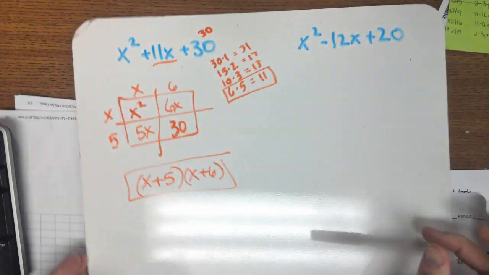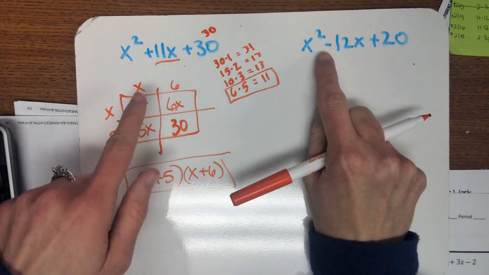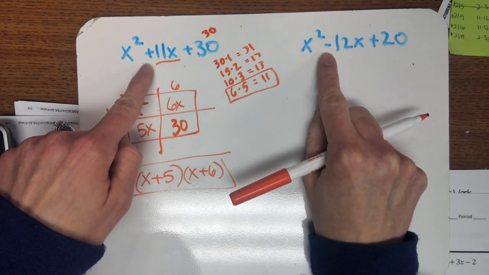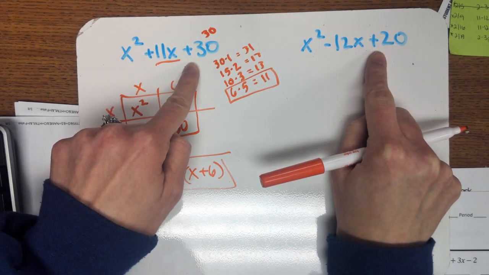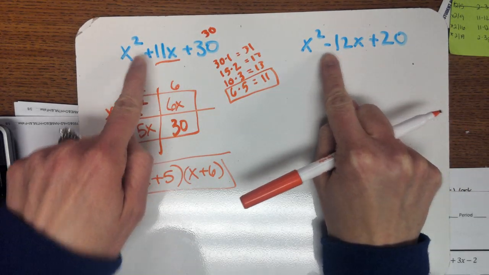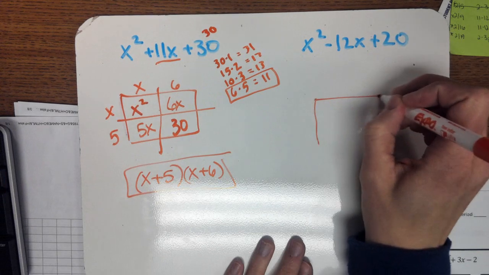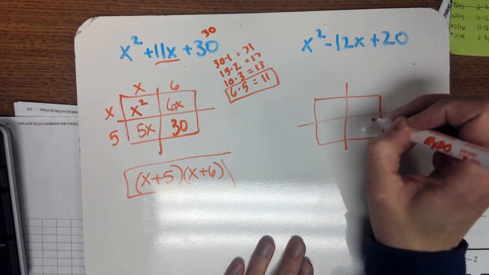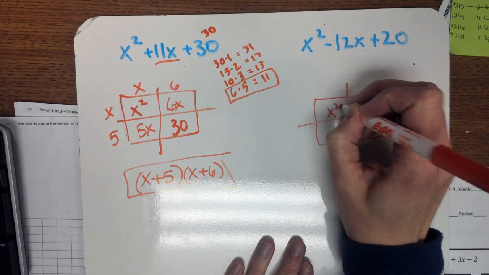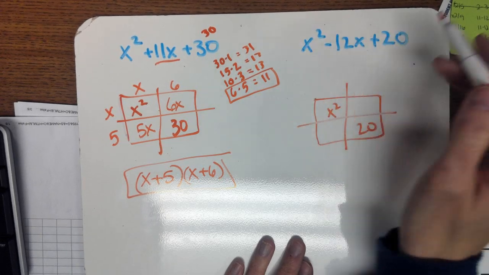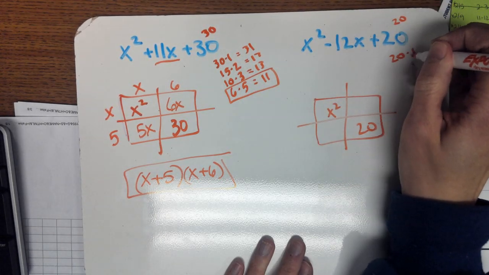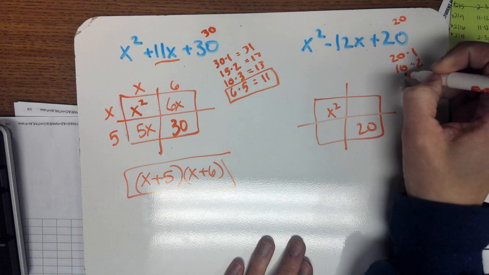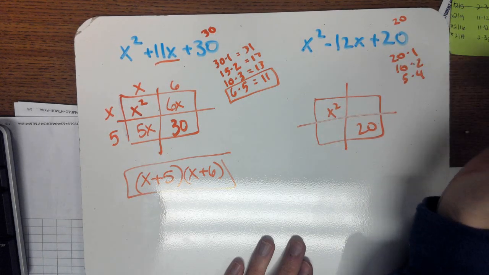If we do this one right here, very, very similar, but the difference here is we have a positive and a negative. And remember, we need our values to multiply to give me the last number and add to give me the first. So when we're doing this, we'll create our box. We've got 20 and x squared. We do first number times last number, and we get 20. And we're going to say, okay, that's 20 times 1, 10 times 2, and 5 times 4.